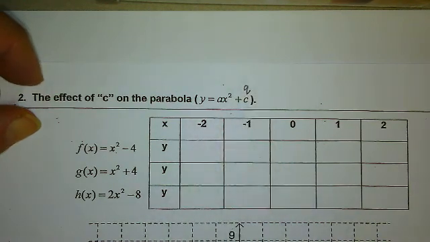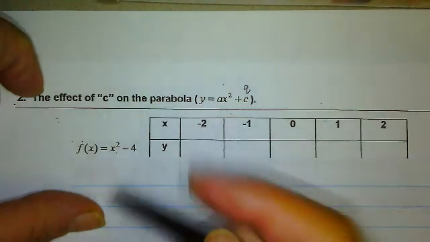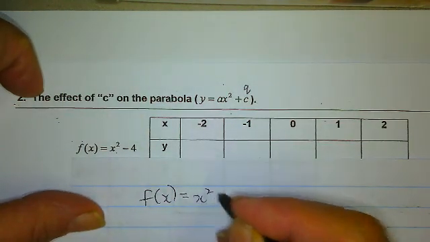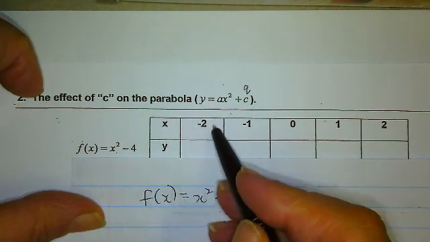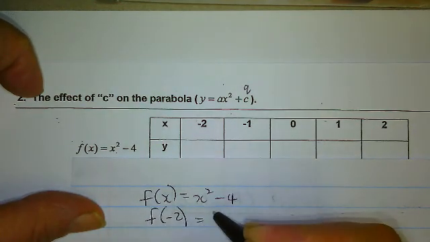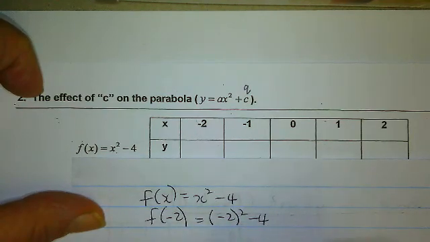Now what must you do now? Once again, to complete the table, you use your substitution method. So now my f(x) is x squared minus 4. My x value there is negative 2. So I say f(-2) equals, substitute in brackets, minus 4. That's giving me a 0. So now you fill in a 0 there.